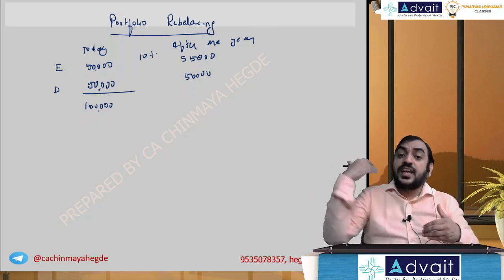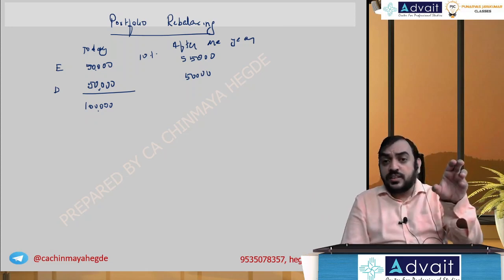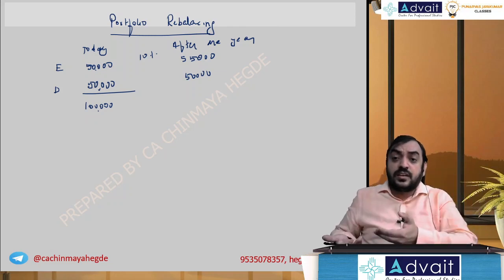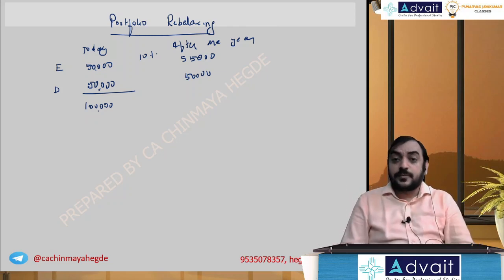But I want to realign. I want to make it equal. Example I'm giving. Practically, you can have many other objectives. I'll invest 40% in software, 30% in consumer goods, 20% in FMCG, let's say pharmaceuticals, 10% in real estate.